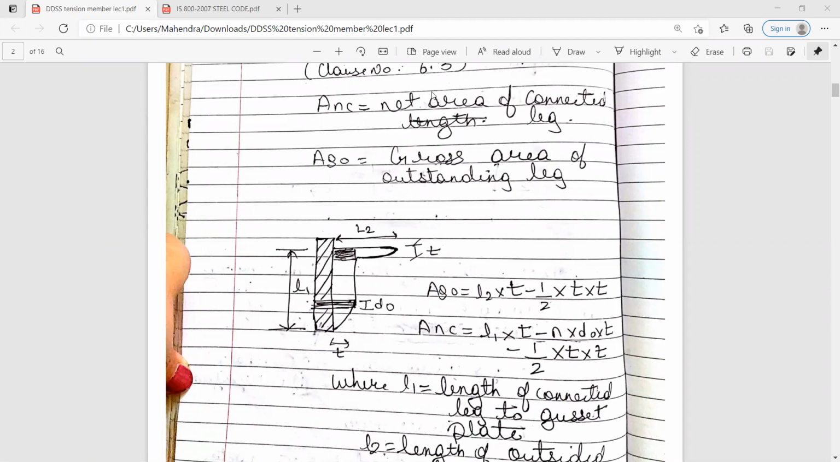If you have any doubts, you can ask. Tension member, design of tension member. We had started the new chapter, that is the design of the tension member. I think you had joined late.